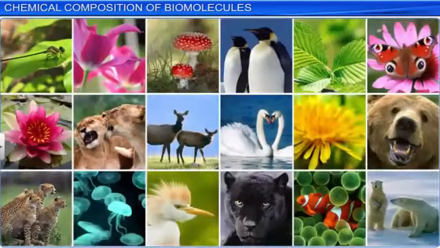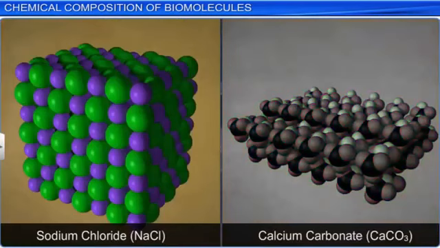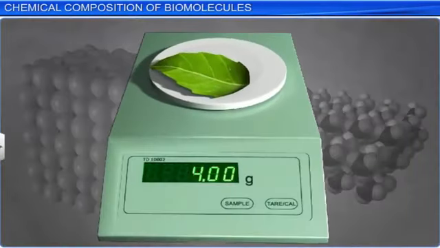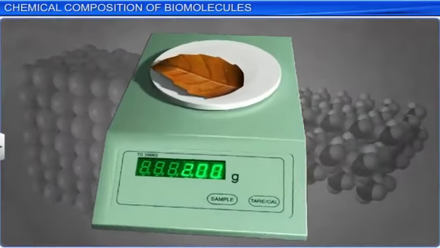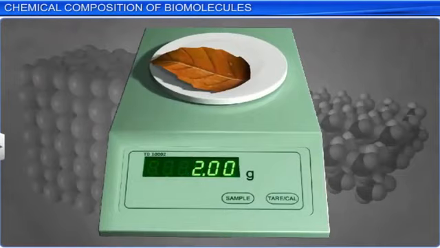Living beings are also composed of inorganic compounds such as sodium chloride and calcium carbonate. To analyze the constituents of inorganic compounds, we carry out the following process. We take a small amount of living tissue, such as a leaf, and weigh it. This weight is known as wet weight. Then we dry this leaf to allow the water to evaporate to get its dry weight.